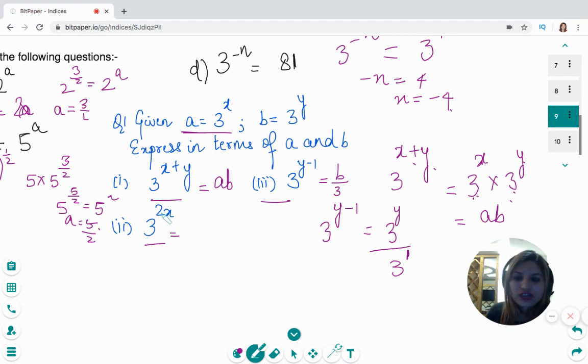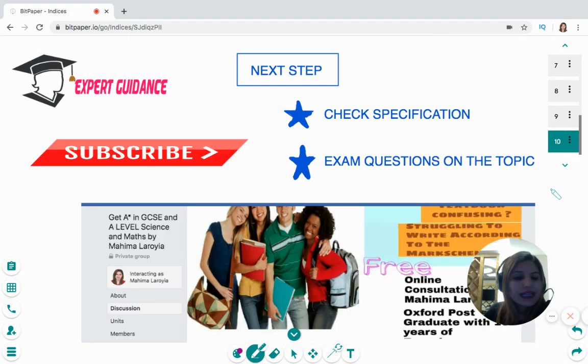Let's do the last question. This is 3 to the power 2x, which means 3 to the power x raised to the power 2 is 3 to the power 2x, because power to a power gets multiplied, and our 3 to the power x is a, so that becomes a squared. Okay, so I hope this all is clear to you. These are all the 6 laws, and these are the different types of questions that can be asked in this.